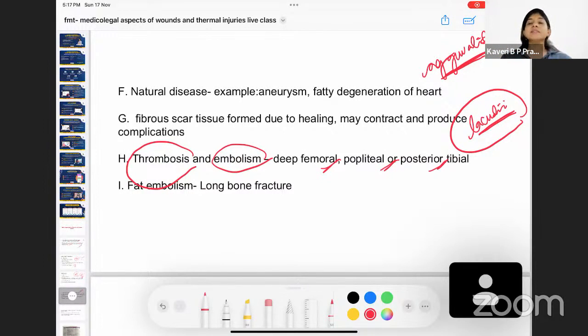Another reason under remote causes is nothing but fat embolism. So whenever there is a long bone fracture, for example, a femur fracture, there might be a lot of fat globules that are released, and this can go in the circulation and can block the distal circulation and cause death of the person. So these are the various remote causes of death.